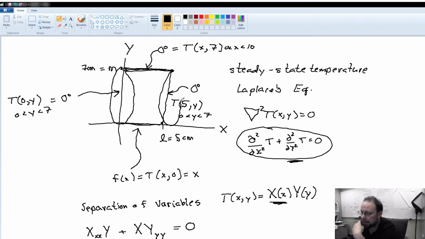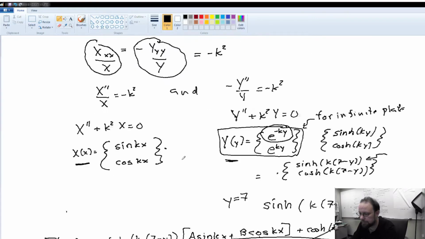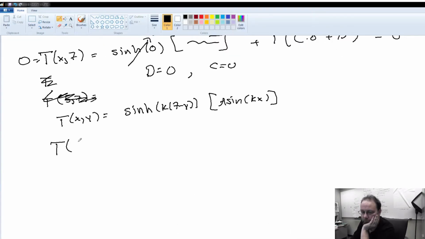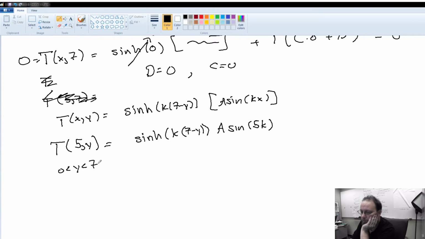So the right boundary, we have that X is 5 and Y is something between 0 and 7. So using the right boundary, X is 5, so you get sinh, and you get A sine of 5K. And this has to be true for Y's between 0 and 7. The argument is that if this must be 0 for all Y's, and this is a function of Y that changes, it's not always 0, right? And we don't want A to be 0 because then you get a trivial solution and even the boundary condition wouldn't work. It's this factor that must be 0. It's the sine of 5K that must be 0 for this right boundary to be satisfied.